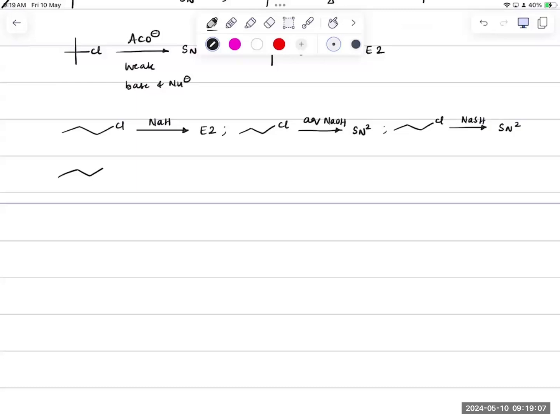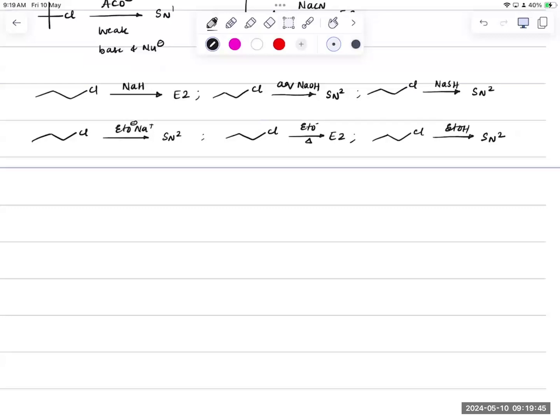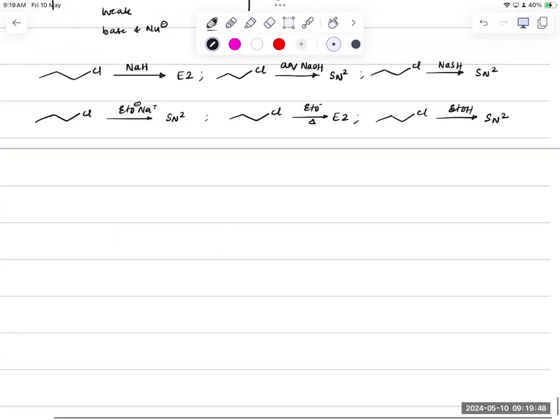If you have ETO minus Na plus given, okay, you will think in terms of SN2. If you have ETO minus, heat is given, you think in terms of E2. If you have Cl, ETOH given, right? Still you will think in terms of SN2. This is at primary position. So even with a weak nucleophile, you will only think of SN2. Okay.